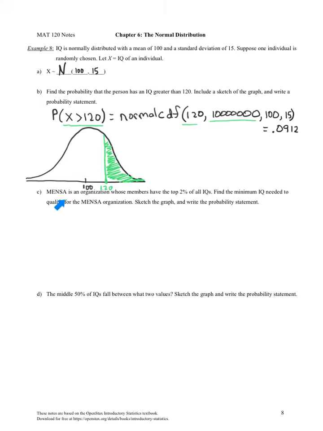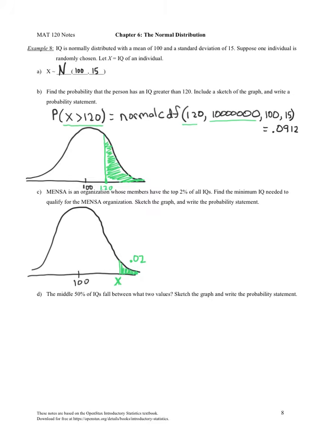In letter C, we're talking about Mensa, an organization where the members have to be in the top 2% of all IQs. Find the minimum IQ needed to qualify for this organization. Okay, let's sketch the graph first, and then write the probability statement, and then solve. We know that to be in Mensa, you have to be in the top 2%, which means we need to find the data value that is the very minimum for the top 2%.